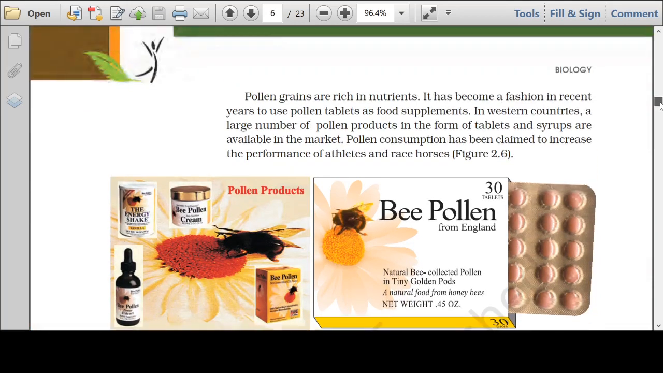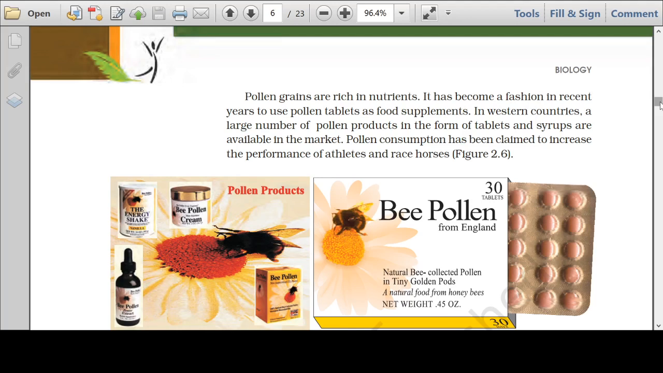Now, pollen grains are also known to be allergic, which is called pollen allergy. Sometimes you sneeze and you don't know the reason for the sneezing, because you have inhaled pollen grains. Certain pollen grains are known to be allergic in some people.